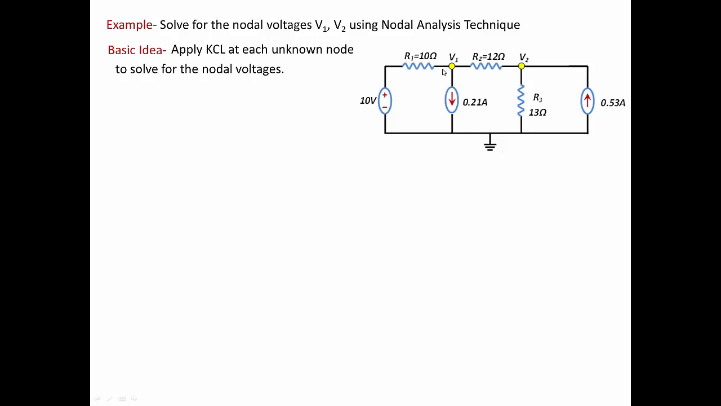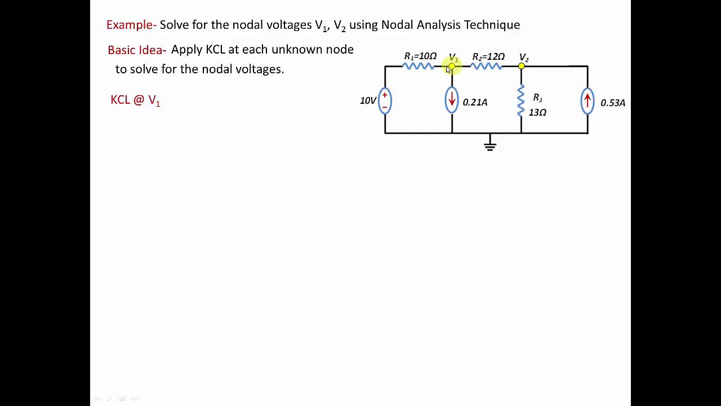So we're going to start by applying KCL at V1. I'm going to come to V1 here and apply KCL. The way I apply KCL at V1 is to sum all the currents leaving the node. My convention is that the sum of all the currents leaving the node equals 0.